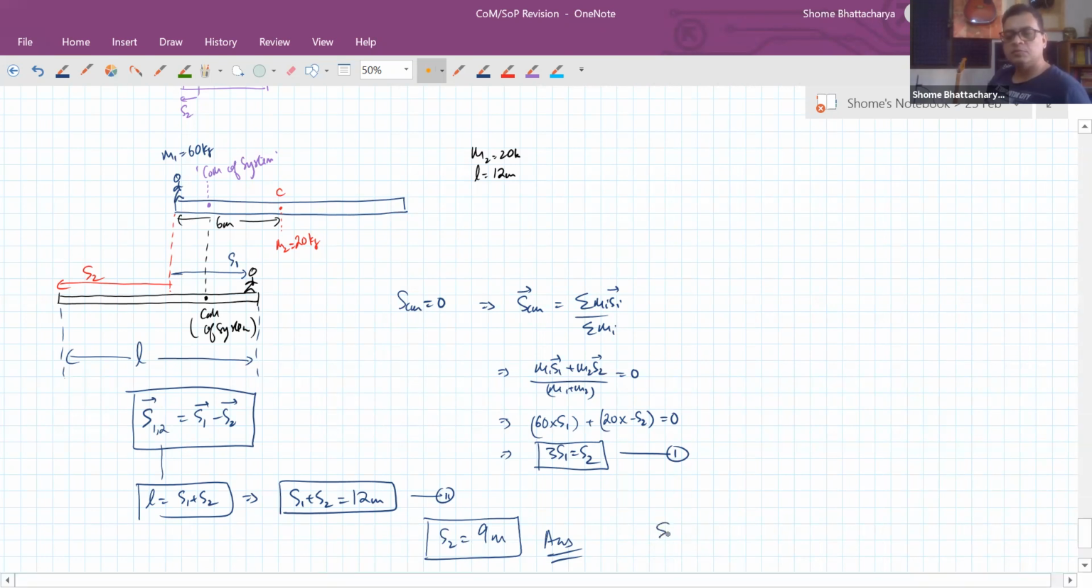Whereas the displacement of the man will be 3 meters in this direction, whereas the displacement of the plank will be in this direction. So this becomes the conclusion of this question.